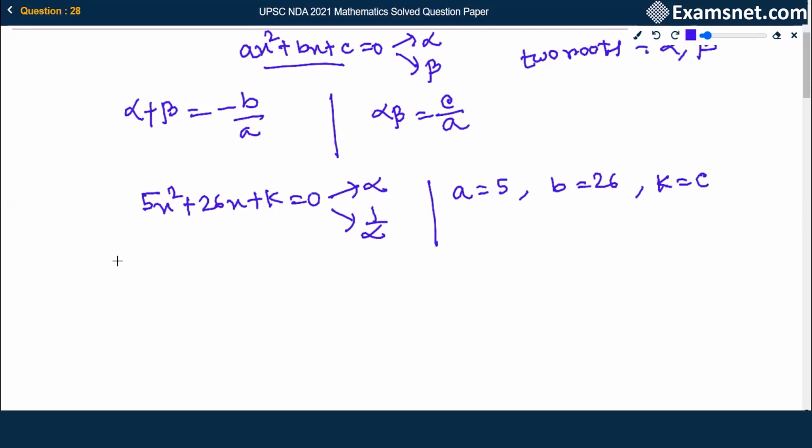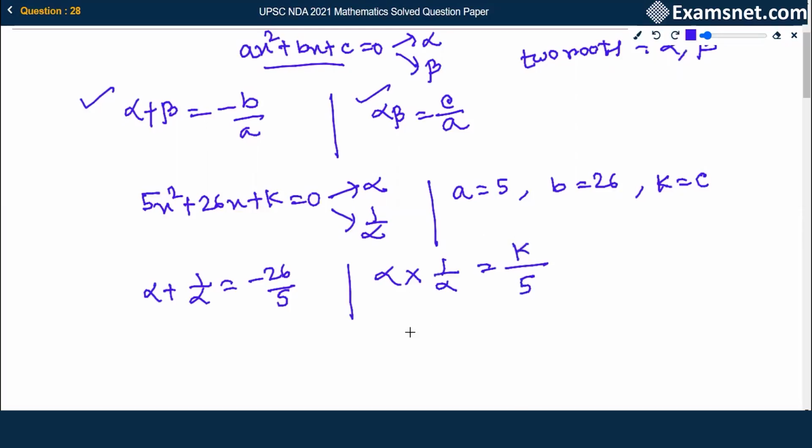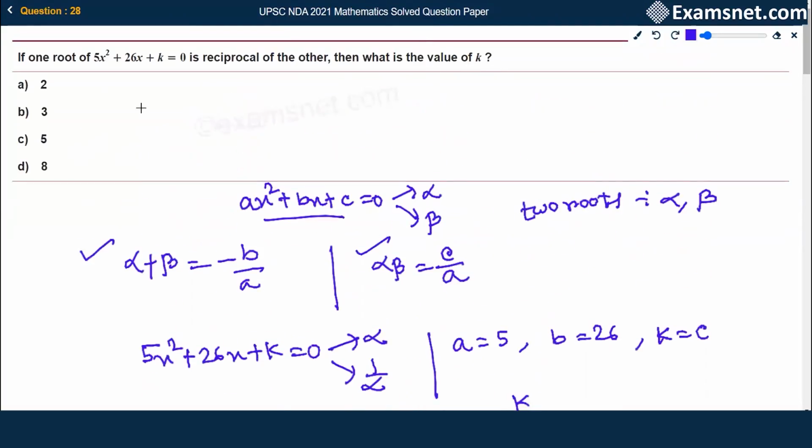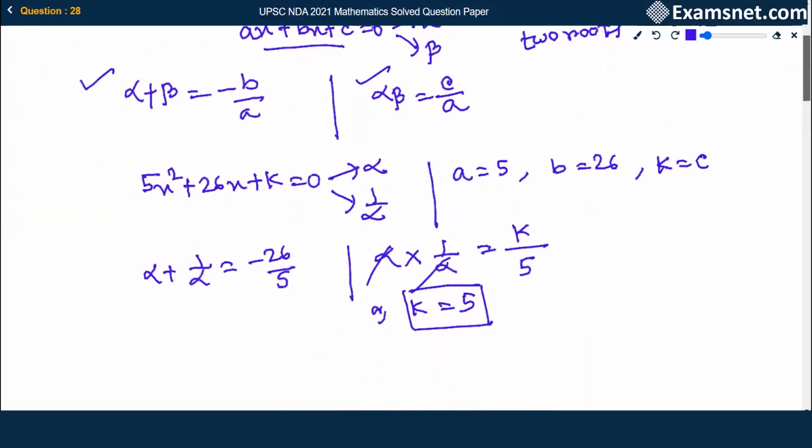Okay, so let's apply all the relationships, this and this. That means alpha plus 1 by alpha equals minus 26 by 5, and the product of alpha and 1 by alpha is k by 5. Now from here we can write, both the alpha got cancelled, k equals 5, right? In this sum we are required to find the value for k. So here option C is the correct answer. The value of k is 5.